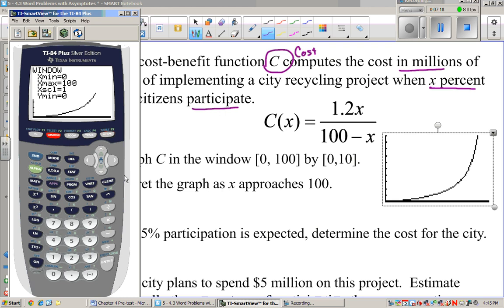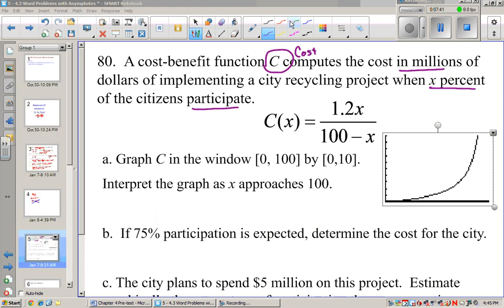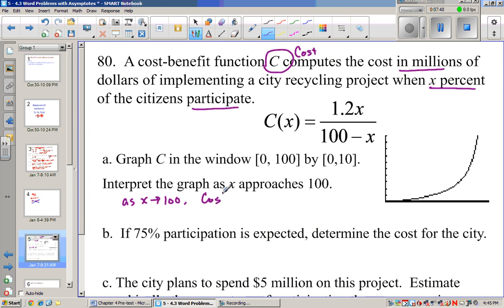I'm actually going to change the window and make that y max quite a bit bigger. Let's make it go all the way up to 100. And you're going to see that my graph, look at that, right here, it shoots way up. In fact, this thing is heading up to infinity. So as x approaches 100, my cost approaches infinity.